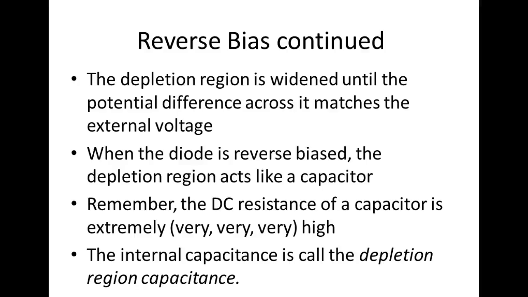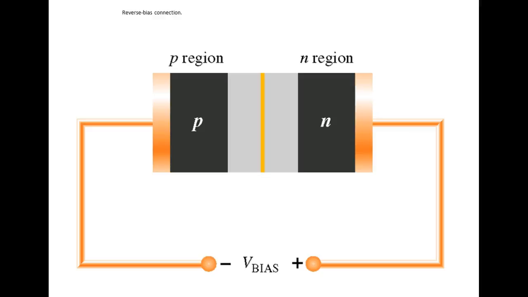Remember, DC resistance of a capacitor is extremely, very, very large. So it actually acts like a capacitor. In fact, we have some of these guys, we can actually change the reverse bias on it and change the capacitance, which is pretty neat. If you haven't had AC, don't worry about it. We'll talk a little bit about AC in a minute. So this is what happened when we reverse bias that guy. The depletion region just gets what?